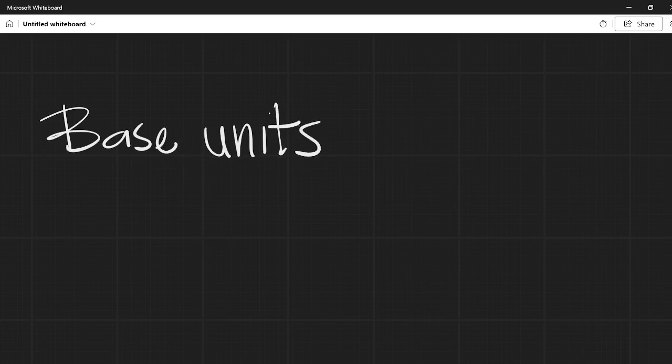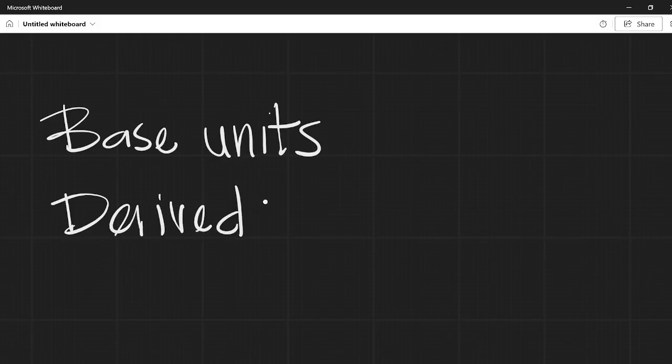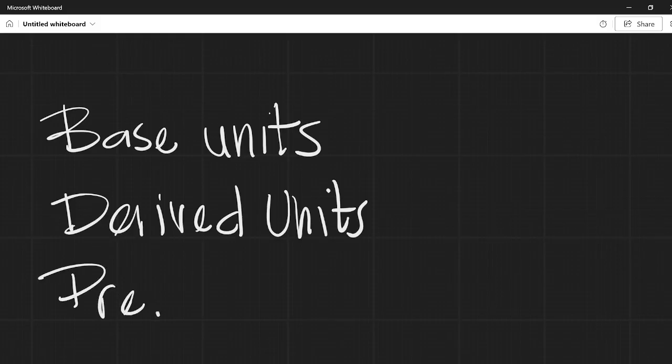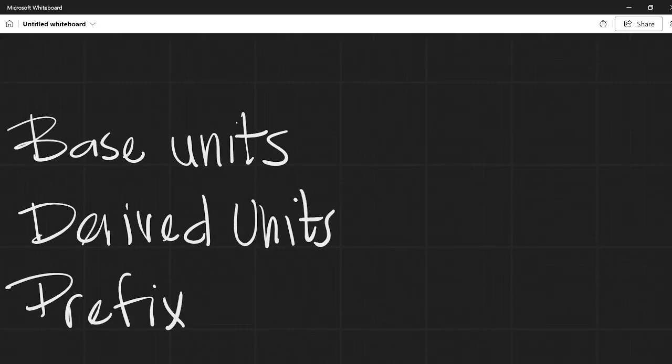So what we're going to discuss in this video are base units. We're also going to study derived units, and we are going to study the metric prefixes. We'll go over all of these. So any quantity that you write in your equations in physics is going to have units, it'll have a quantity, and it'll have a metric prefix.